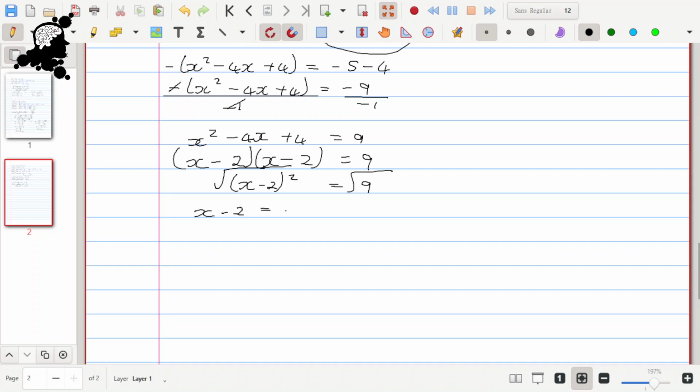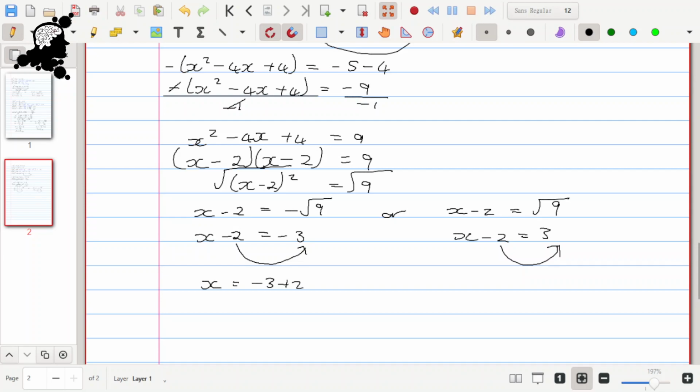x minus 2 is going to give you negative square root of 9, or x minus 2 is going to give you positive square root of 9. We're going to get x minus 2 is equal to minus 3. x minus 2 is equal to positive 3. We take negative 2 to the other side, take negative 2 to the other side. x is equal to negative 3 plus 2. This is going to give us x is negative 1. On the other end, we've got x is equal to 3 plus 2. This is going to give us x is equal to 5.